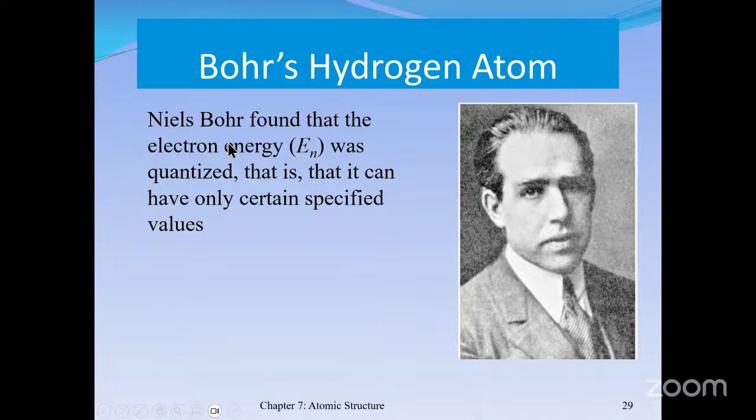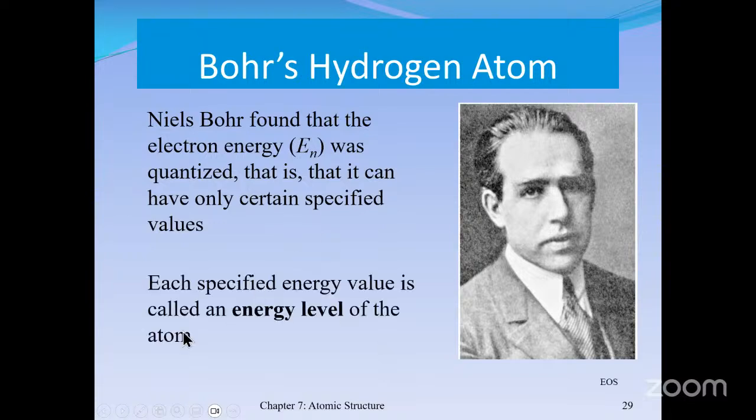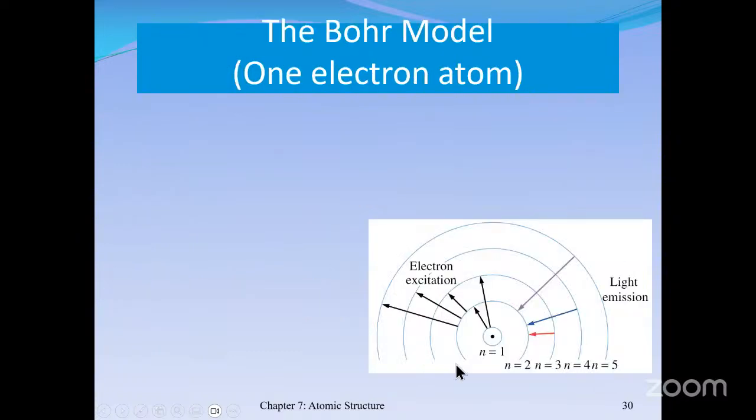Firstly, he found that the electron energy in an atom is quantized. And what does that mean? That means that the electron in an atom will have only certain specified values, right? So basically, each specified energy value, we call that an energy level in the atom. And according to Bohr, each energy level corresponds to an orbit that the electron will occupy around the atom, right? So this is basically a picture representing his model, and his model works well for one-electron atoms, right?